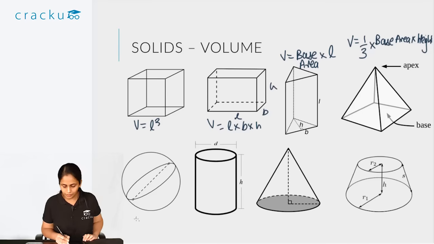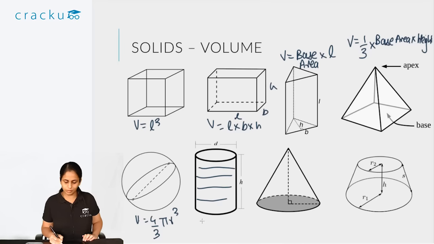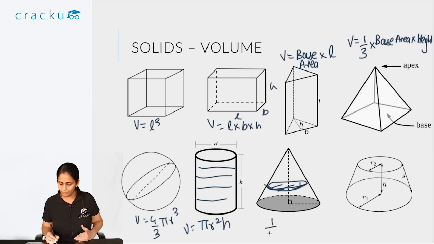In case of a sphere, the volume is 4/3 pi r cube. In case of a cylinder, again the cross section is a circle throughout, so the area of the circle is pi r square, so the volume is pi r square h. Now a cone is essentially, if you take a cylinder, each cross section is a circle, but it is tapering to a point, so we have 1/3 pi r square h.